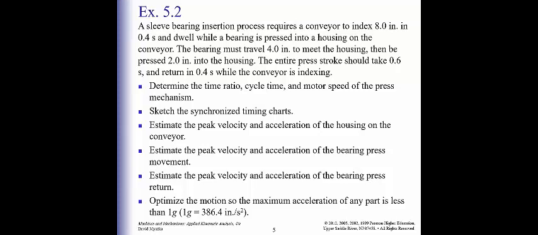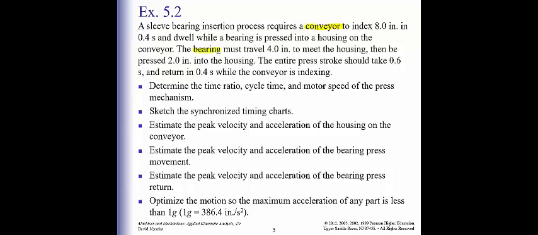Okay, so for example 5.2, we have quite a few things going on. We actually have two different parts of this system that are working together. One thing is called the conveyor, so let me highlight that, and the other thing is called the bearing. The conveyor is going to index 8 inches in 0.4 seconds, which just means it's going to move, while a bearing is pressed into a housing on the conveyor.